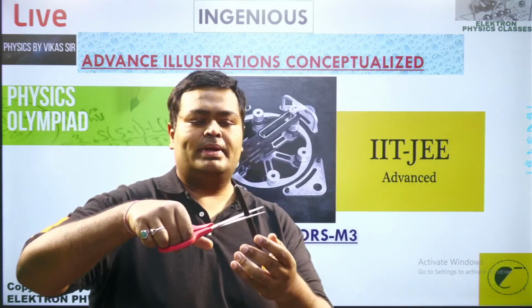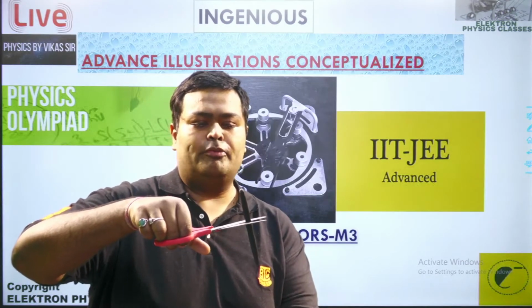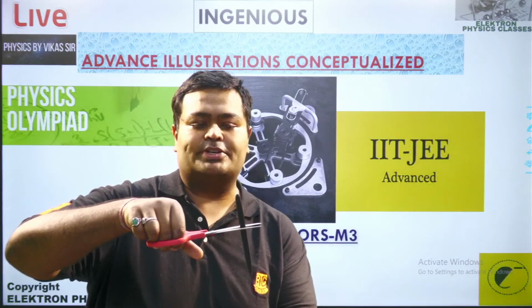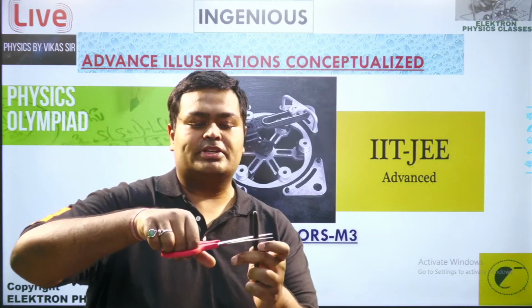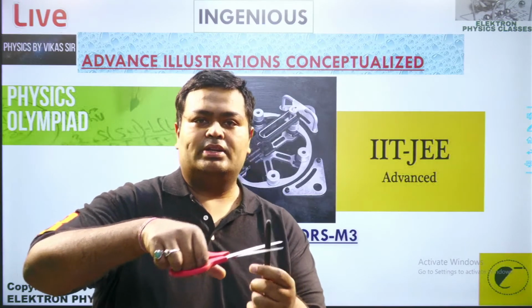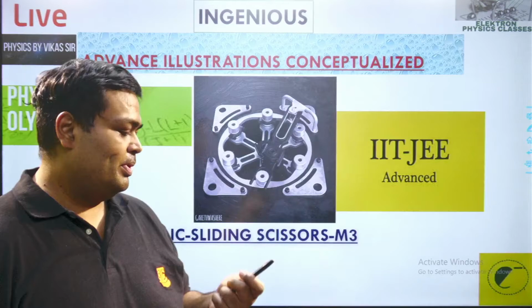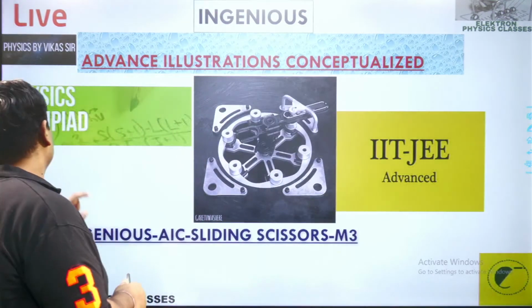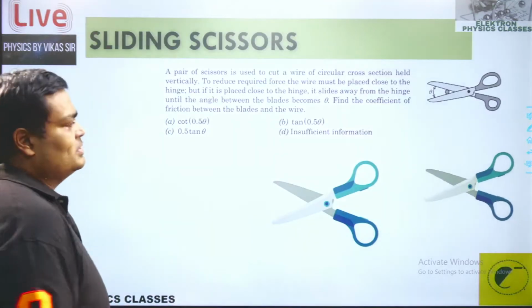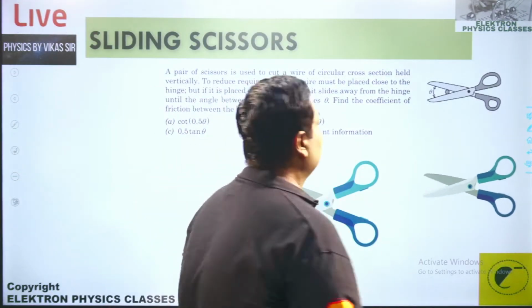So this little activity makes us understand that there will be a perfect angle at which it is going to remain stationary, the minimum angle at which it is going to remain stationary. See this. So the question is based upon this idea. Oh, my pen got a little scratch because of the activity. So let me bring upon a question and solve this. So that's our sliding scissor.